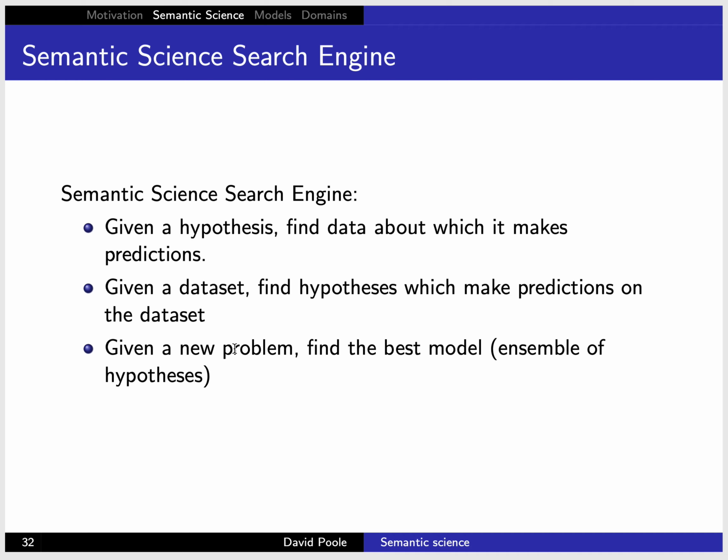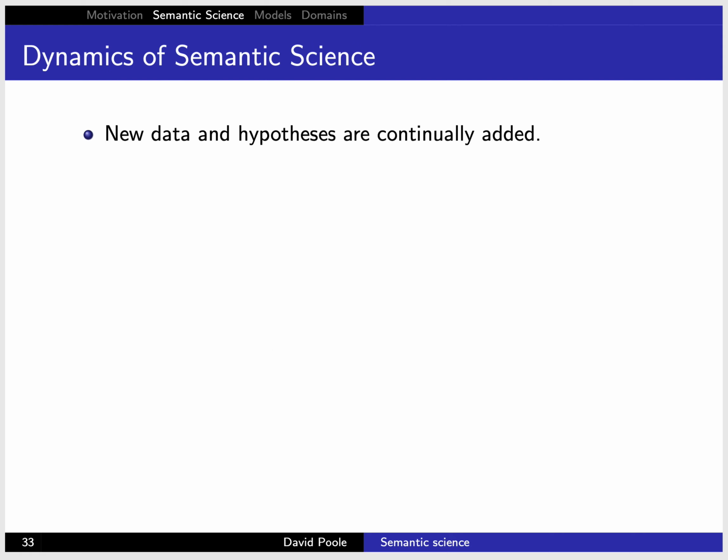And then given a new problem, I'd like to find a best model, where a model here is a whole lot of hypotheses that fit together to make a hypothesis. It has an interesting dynamic, and we're going to talk about that in a minute. So the idea of the dynamics is that new data and hypotheses are continually added.